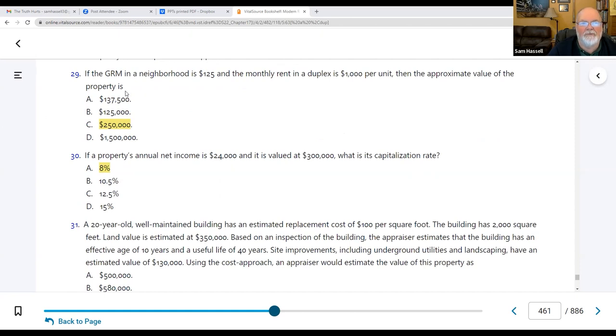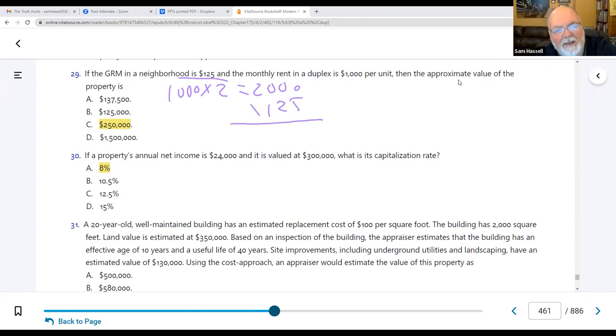Number 29. If the gross rent multiplier in a neighborhood is $125 and the monthly rent in a duplex is $1,000 per unit, then the approximate value of the property is, okay? So what I have is a duplex here, right? So I have to remember that I have two units. So it's 1,000 times two. So my monthly rent is $2,000. And they're getting $125 per. So I'm going to multiply this by 125. And that's going to give me $250,000.